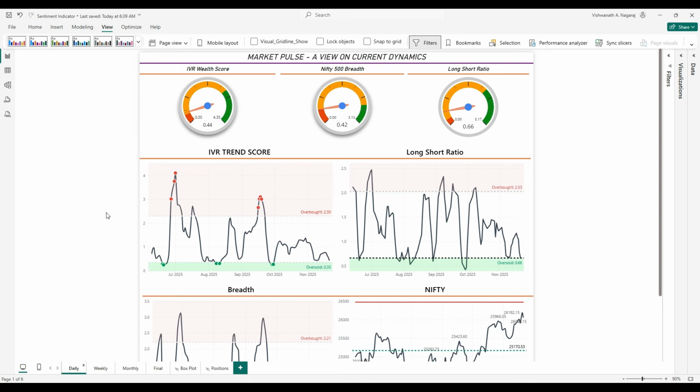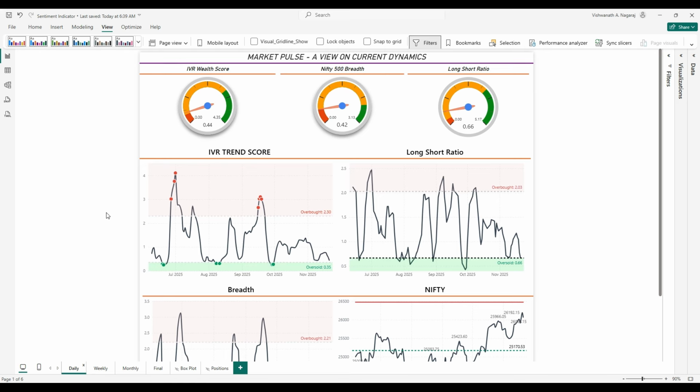Let me give a brief background of what this is and what the IVR Trend Score stands for and how it is derived. Firstly, we're going to look at this new structure on a weekly front. We're going to do a market snapshot, but not using any data that is not permissible by SEBI.